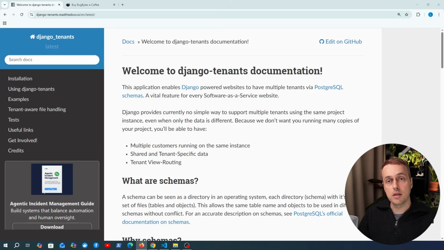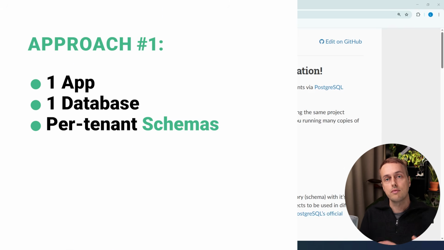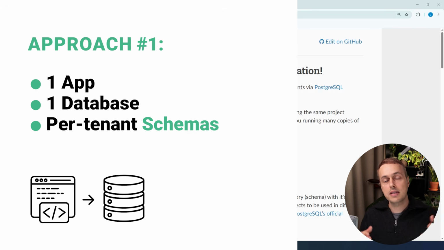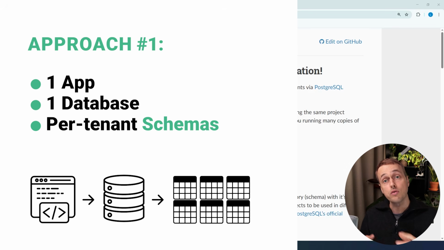Now this is normally achieved in one of the following ways. You can have one running Django application instance and one database, but you have a separate schema within that database for each tenant that you have in your application. And that one database can store the data from multiple separate tenants.